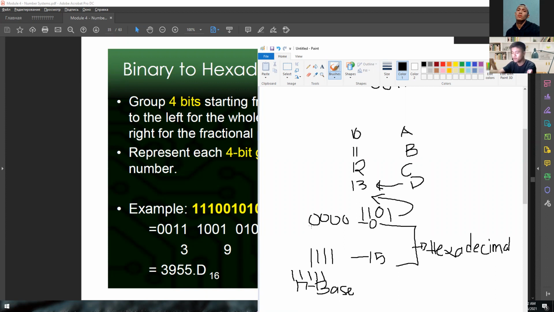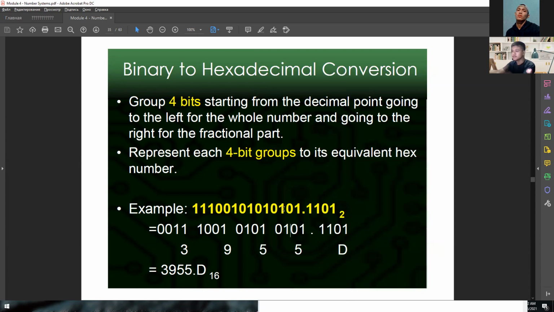You only need 4 bits, from 0000 to 1111. That's the range of the hexadecimal, 0 to 15. So in here, just group it by 4, starting from the rightmost side. Just count 1, 2, 3, 4, and put one space to easily identify each group, and then another 4-bit, and another 4-bit, and then we have 2 bits.